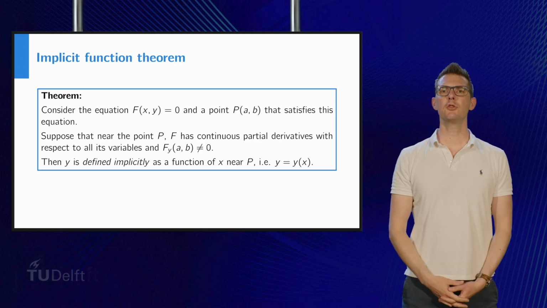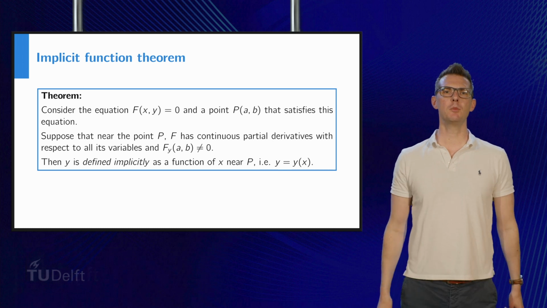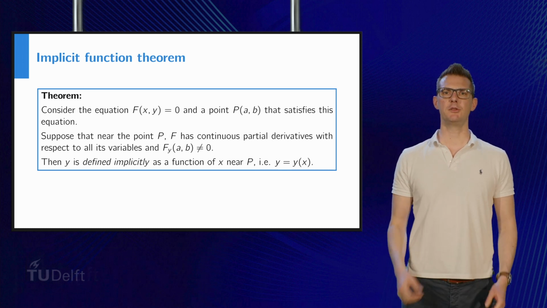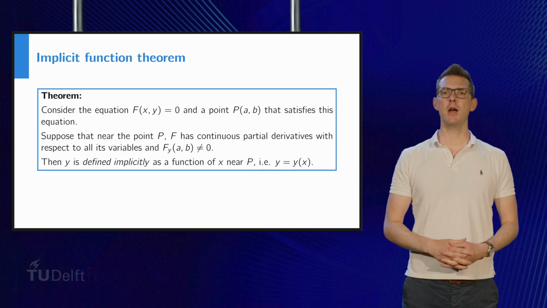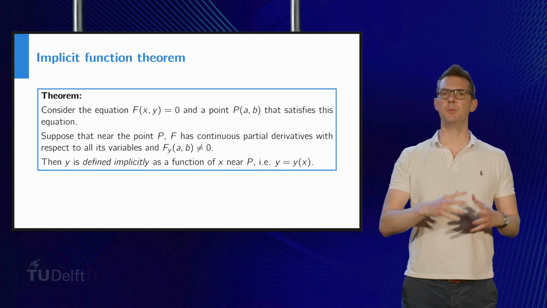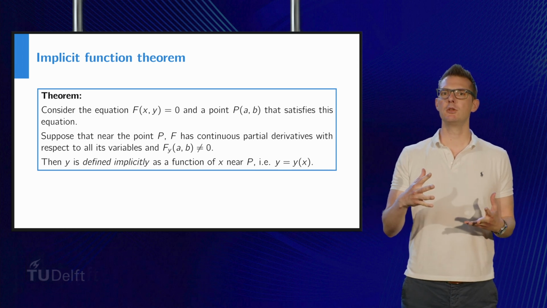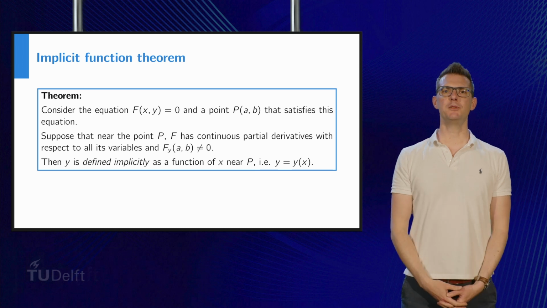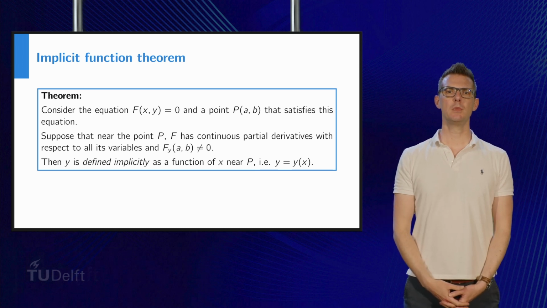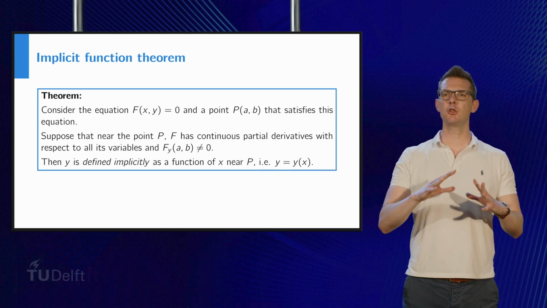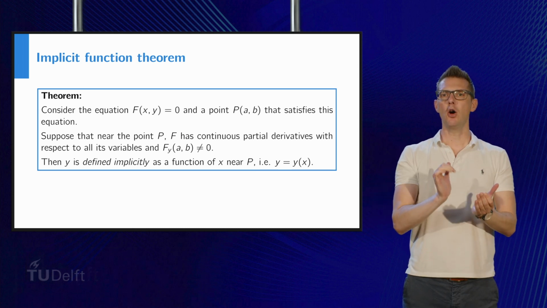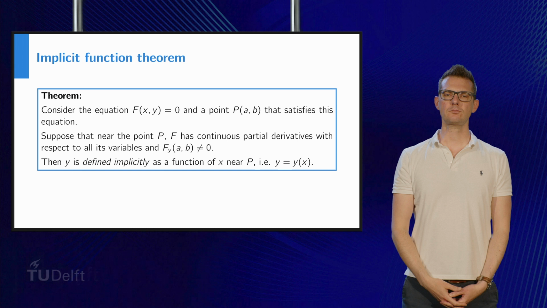What you see now is the first version of the implicit function theorem that we will take a look at. It tells us that whenever we have an equation in x and y and a point (a, b) that satisfies this equation, and for which the partial derivative with respect to y is not zero, then we can describe y as a function of x in the vicinity of that point (a, b).